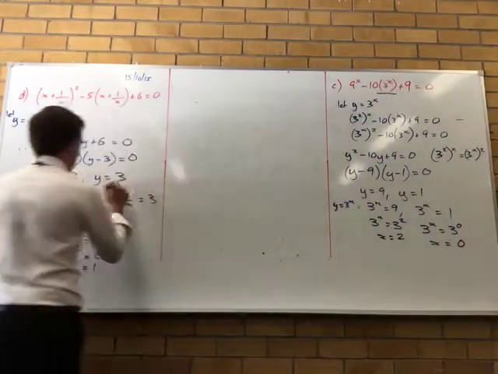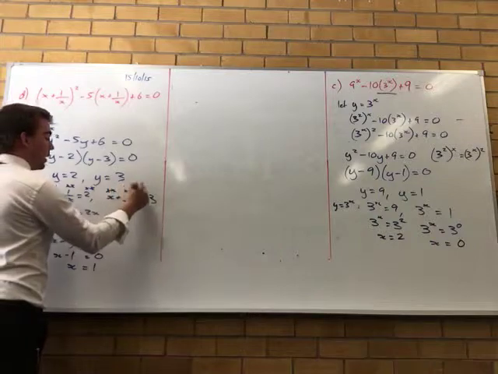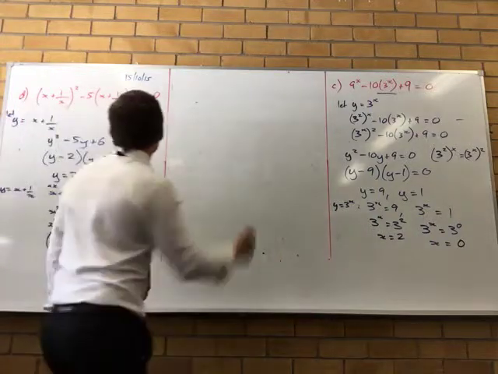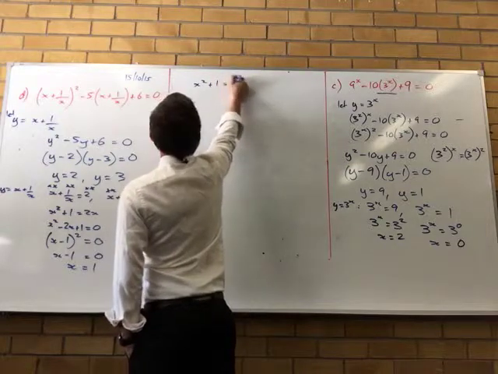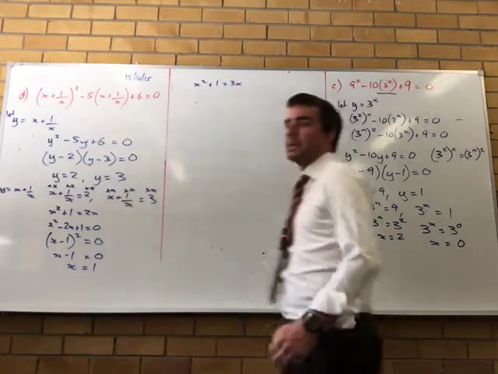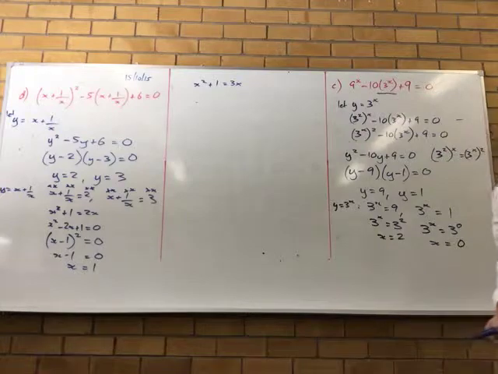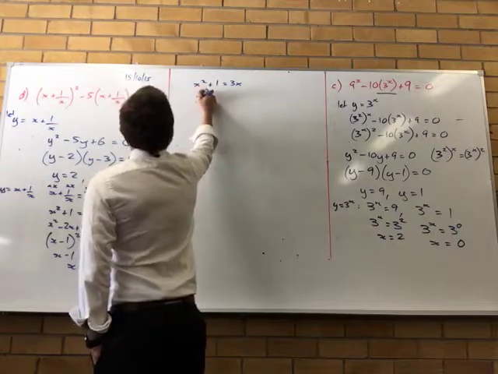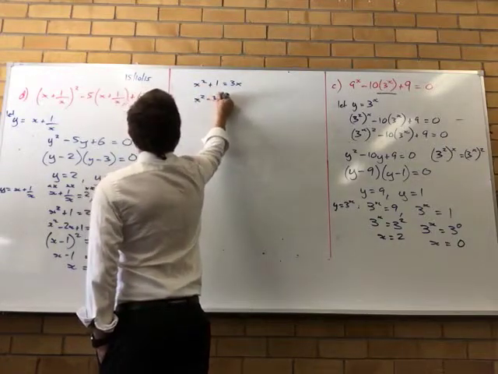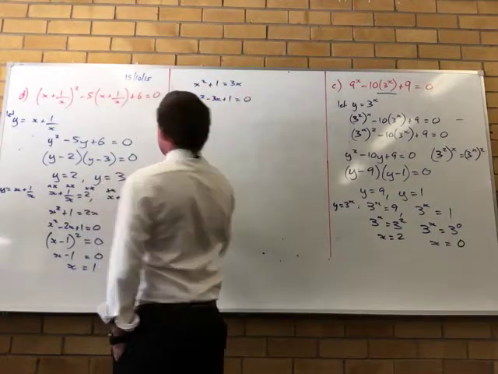Alright, so I need to multiply this by x. Squared plus 1 equals 3x. X squared take away 3x plus 1 is 0.